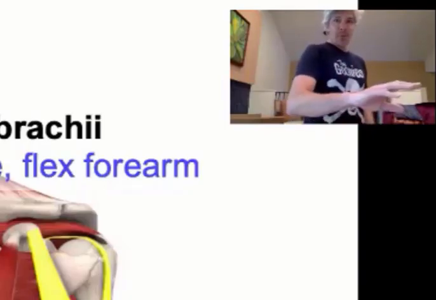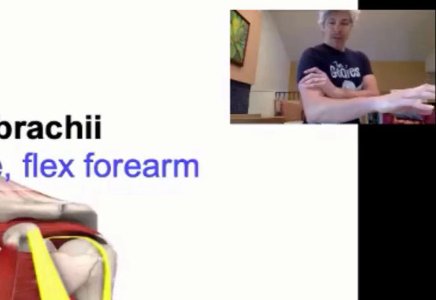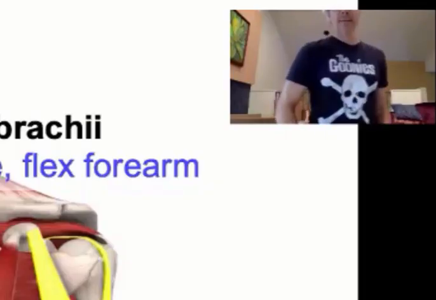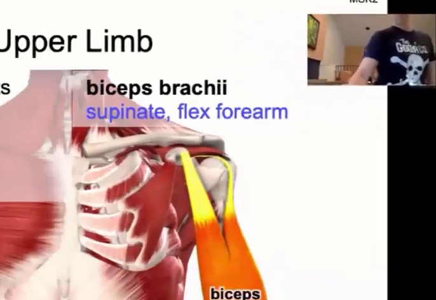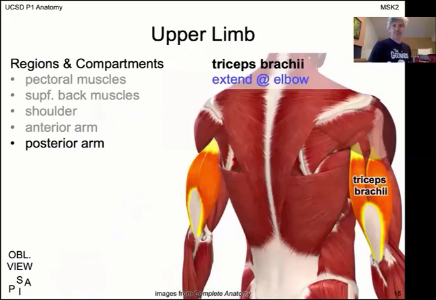So supination, again, if you just palpate your biceps brachii and then supinate forcefully, you'll feel it contract. So biceps brachii is a supinator of the forearm. It also flexes at the elbow.